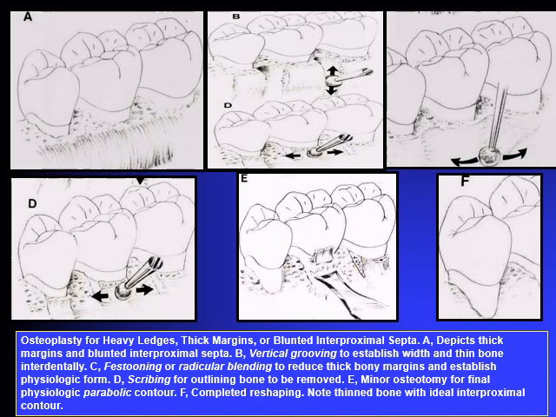Note that a thin bone with ideal interproximal contour. Although in F the bone is at a lower level than in A in the original, this is a healthy situation. This is an ideal situation. This is a positive architecture. Okay?